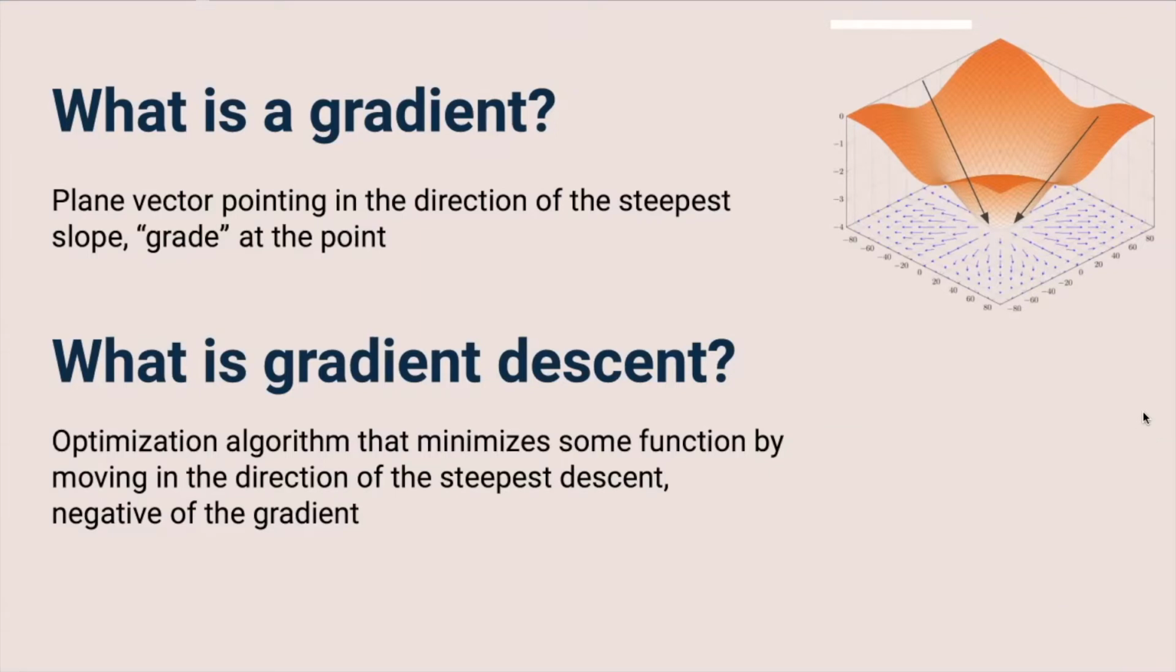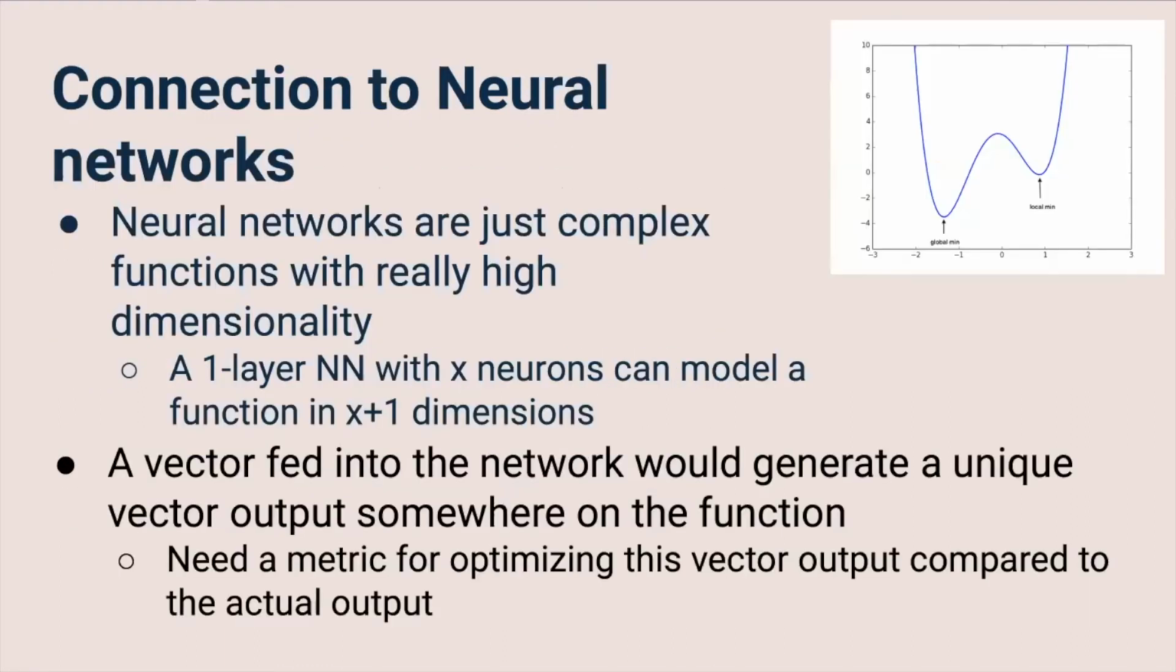And then gradient descent is the optimization algorithm used most commonly in deep learning. What this does is minimize some function by moving in the direction of the steepest descent, which is the negative of the gradient. And so intuitively, why gradient descent works is because, as we reviewed before, a neural network is essentially just a really complex function in a really high dimensional space. If we think of the example of a one layer neural network with X neurons, this can model a function in X plus one dimensions.